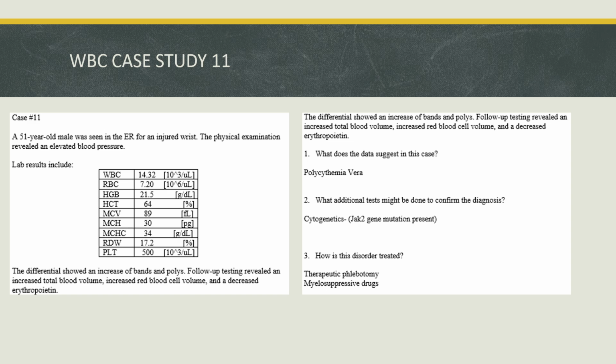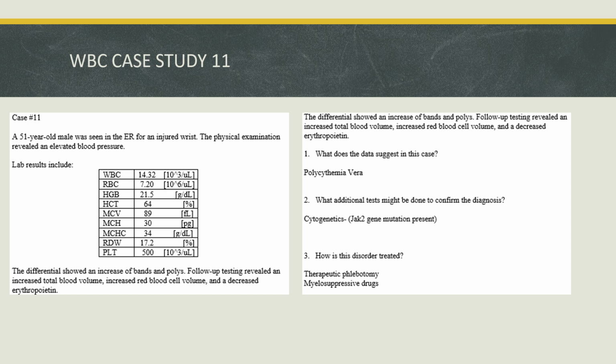So we are going to want to confirm that suspicion with cytogenetics to see if that JAK2 gene mutation is present. Now, the JAK2 gene mutation may be present in other conditions, but those conditions are not predominantly red blood cell proliferation, and you might see it in only about 50% of cases, for example, in essential thrombocythemia. But in polycythemia vera, it's in almost all of the cases.